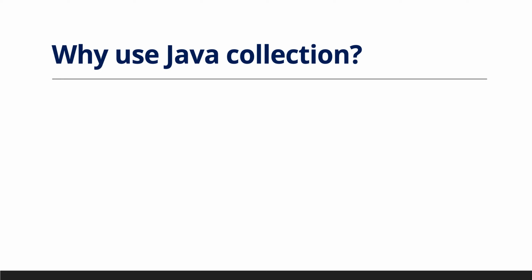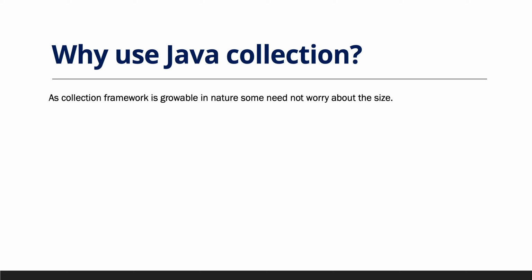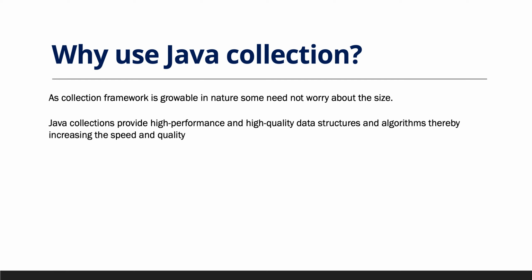We have already seen why we use the Java collection. The Java collection framework is growable in nature, meaning we need not worry about the size, like how we worry about the size in case of the array. In the array case, if the size of the array was 3 and we were trying to insert an element on the 4th position, it was giving the error array index out of bound. But in case of collection, that problem will not come. We will see in detail one by one. So just remember, the collection framework is growable in nature, so we need not worry about the size.